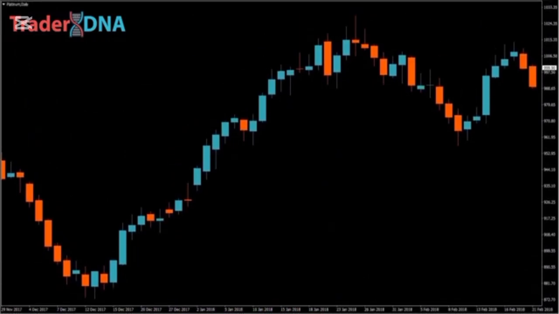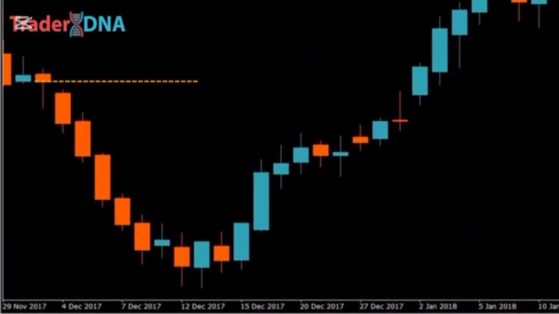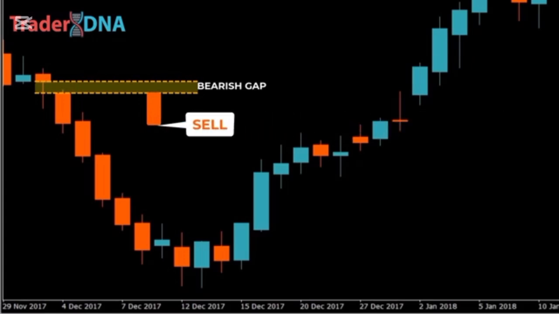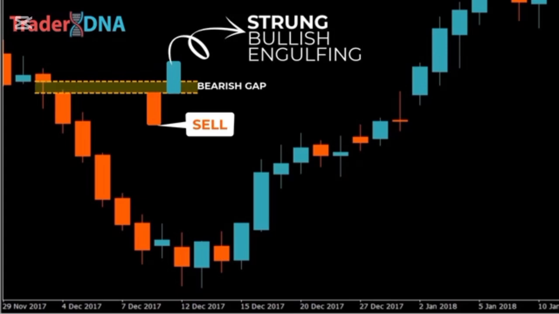Alright, right here. See this? A clear bearish gap has formed. And just like before, when you spot a gap like this, the first step is waiting for the next candle to form. And here's the game plan. If the candle that follows the gap moves downward and forms a bearish candle, that's your signal to enter a sell trade immediately. But if the price reverses and the candle pushes up past the previous one, then that signals a strong bullish engulfing, meaning a buy opportunity instead.